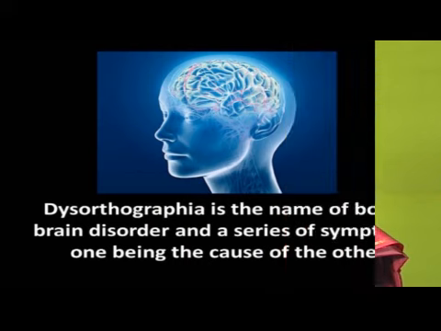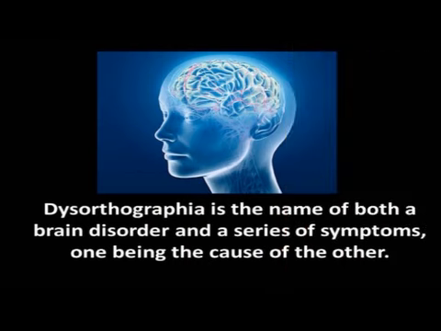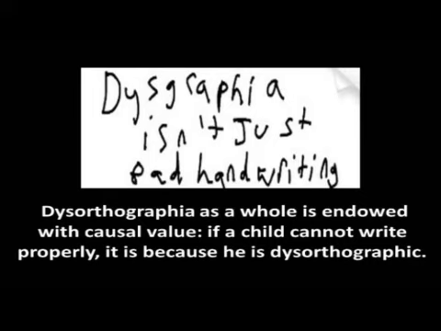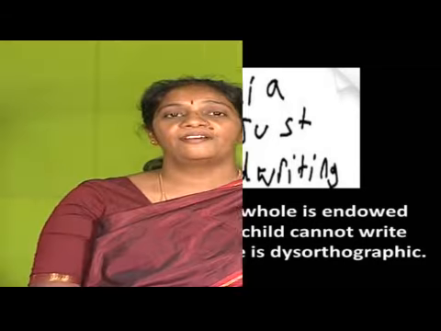Conclusion. Dysorthographia is the name of both a brain disorder, a faulty brain state, and a series of symptoms, behaviors in the classroom, one being the cause of the other. Dysorthographia as a whole is endowed with causal value. If a child cannot write properly, it is because he is dysorthographic. But is this legitimate, and what does it explain?